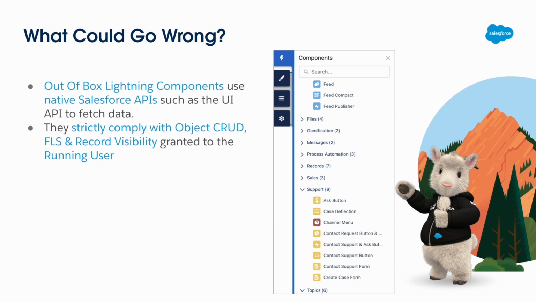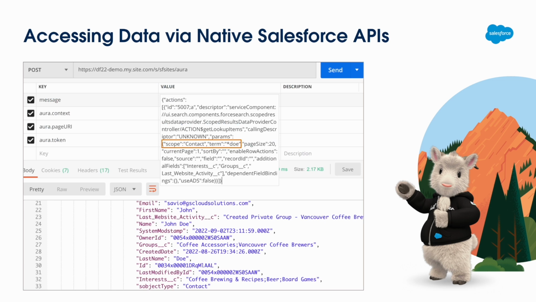Just as you build custom components, the out-of-the-box Lightning components you leverage also work with underlying Salesforce APIs, such as the UI API, to fetch data. Now, these APIs strictly comply with three things: the object CRUD, FLS, and record visibility that's granted to the running user. In this case, since you've granted the running user access to those contact fields, I can then exploit that using the same concept as before. The only difference is now we are working with a native Salesforce API, specifically the UI search API in this example.